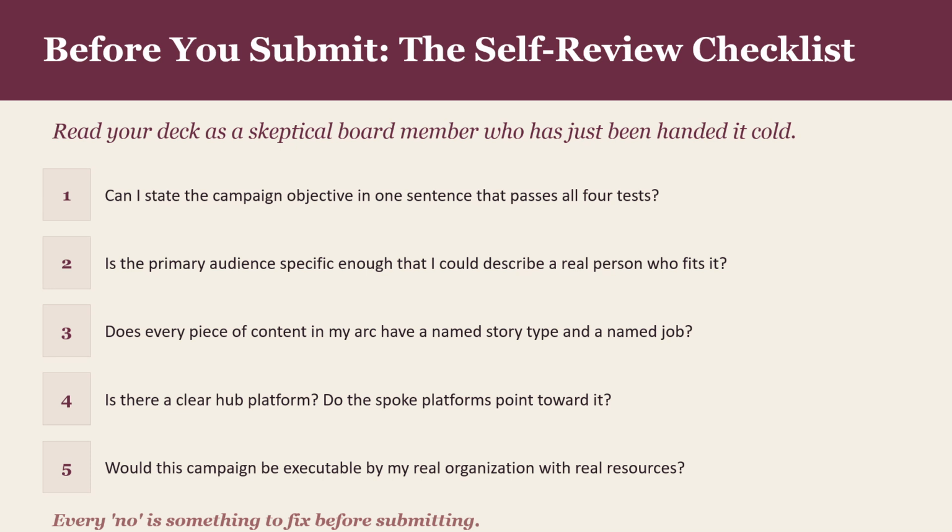The most common no answers: the objective doesn't pass all 4 tests, usually missing a date or specific audience. And the arc goes directly to convert without that open phase. The most valuable no is question 5. Would this actually be executable? Students can design campaigns that are strategically elegant but operationally impossible for a 3-person organization with a $20,000 communication budget. Design for what can really be done.